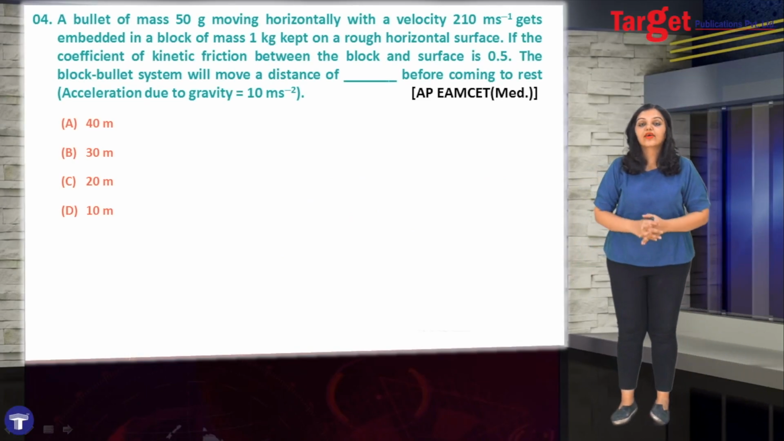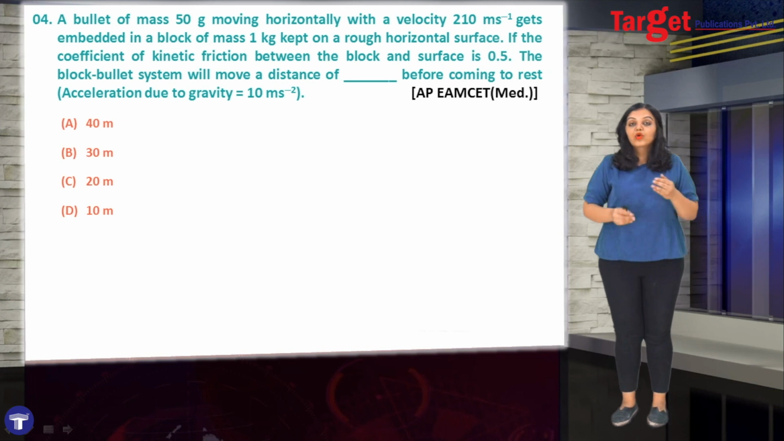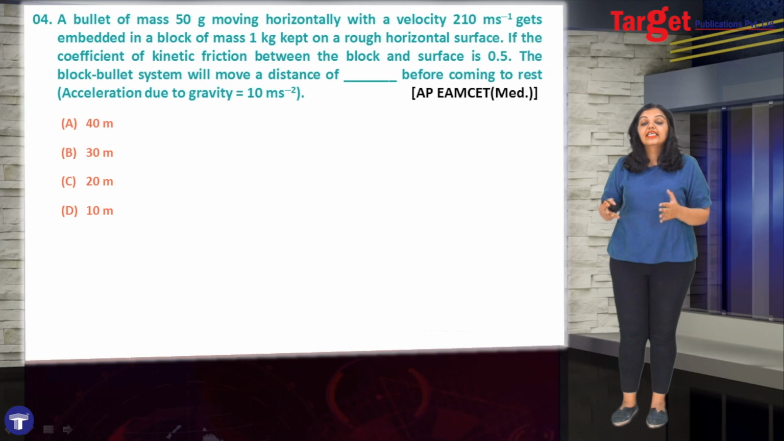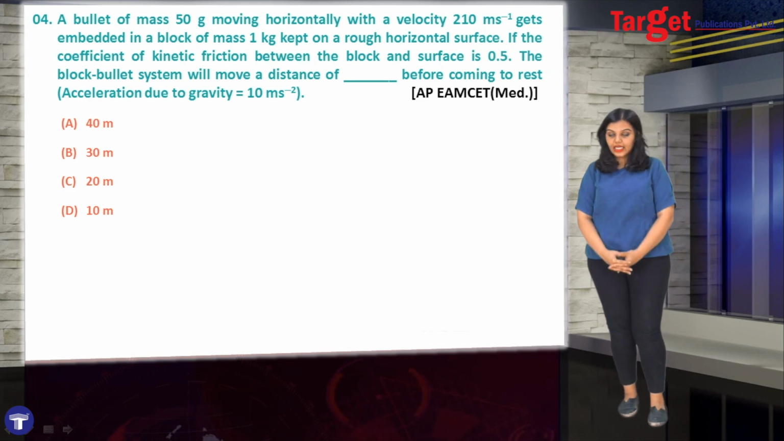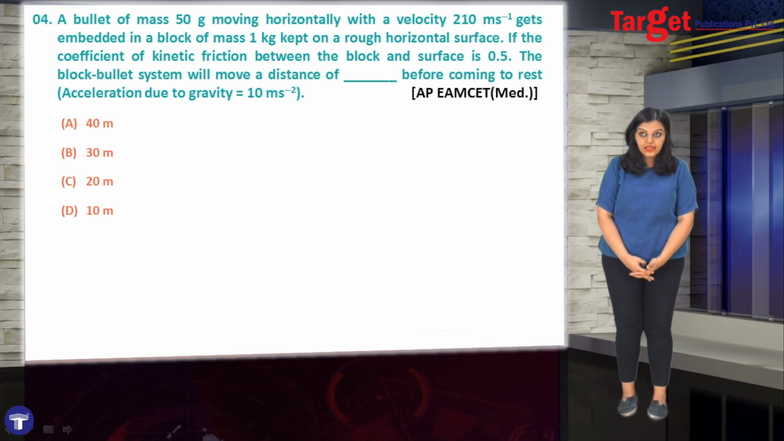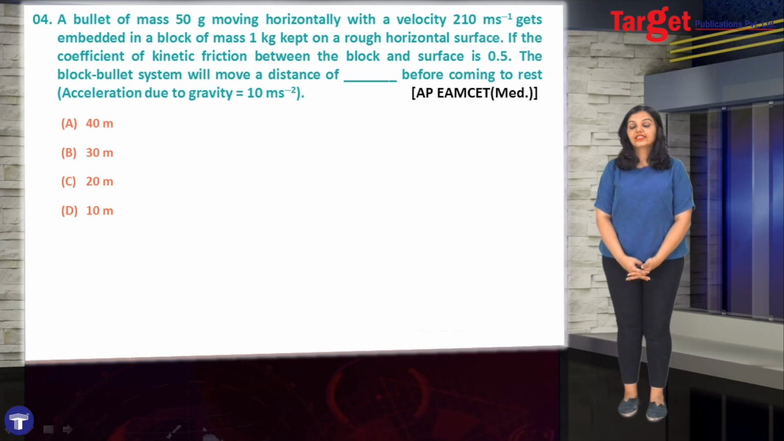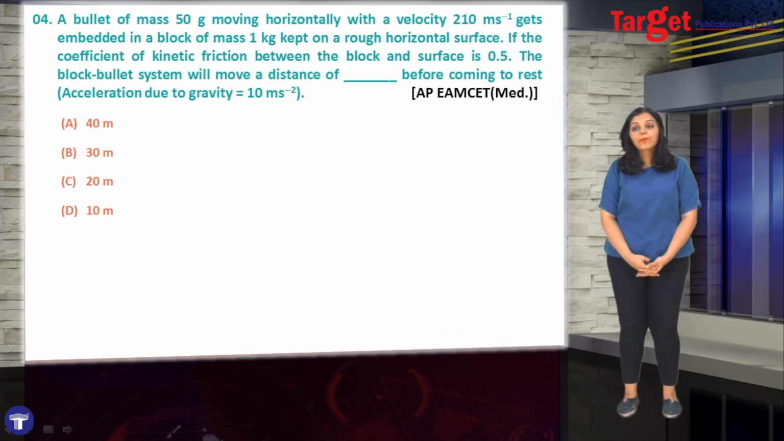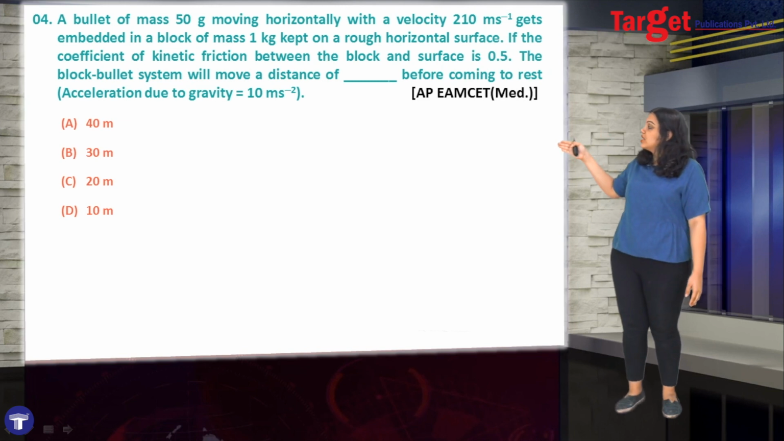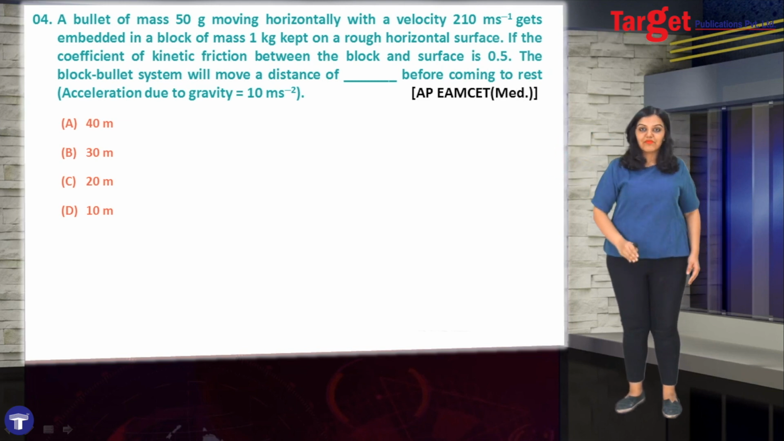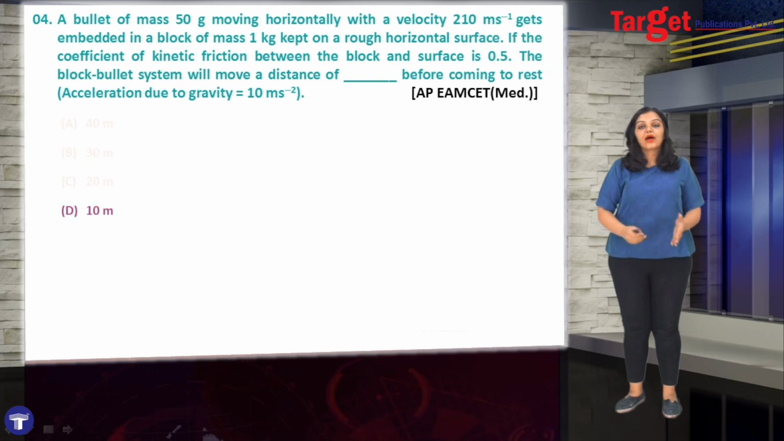In this sum we are talking of a bullet of mass 50 gram moving horizontally with a velocity of 210 meter per second. It gets embedded in a block of mass 1 kg kept on a rough horizontal surface. If the coefficient of kinetic friction is given to us as 0.5, then they are asking what distance the block-bullet system will move before coming to rest. Our options given are 40 meters, 30 meters, 20 meters and 10 meters, and the correct answer to this sum is option D, that is 10 meter.